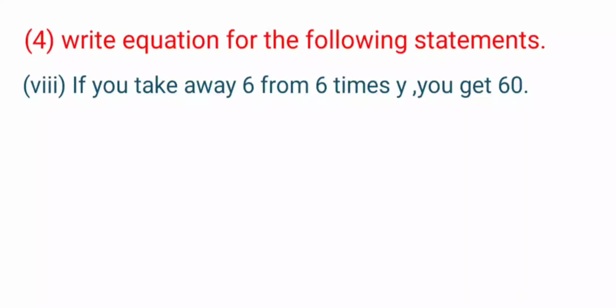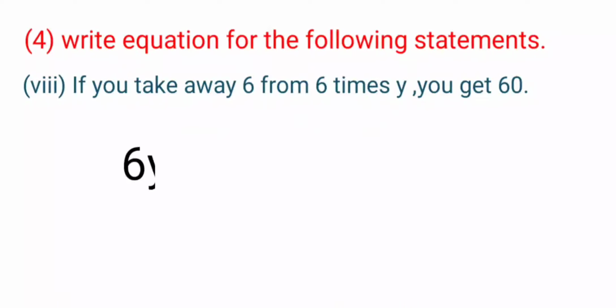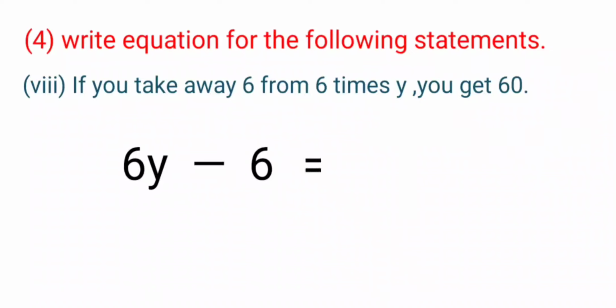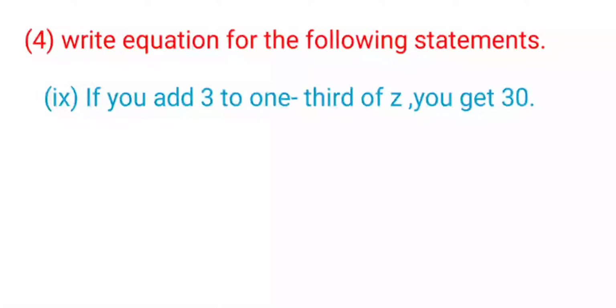Next, if you take away 6 from 6 times y, you get 60. Take away 6 from 6 times y means 6 times y, 6y. Take away 6 means minus 6. You get 60, is equal to 60. Remember, take away means minus, so we can put a negative sign.